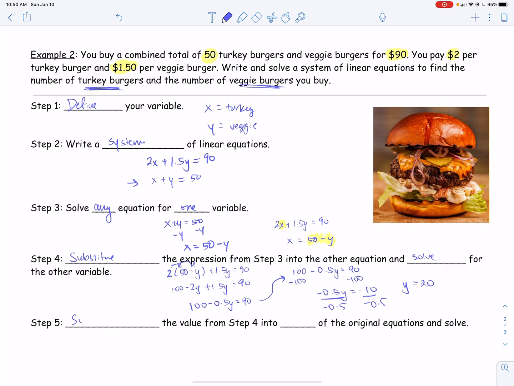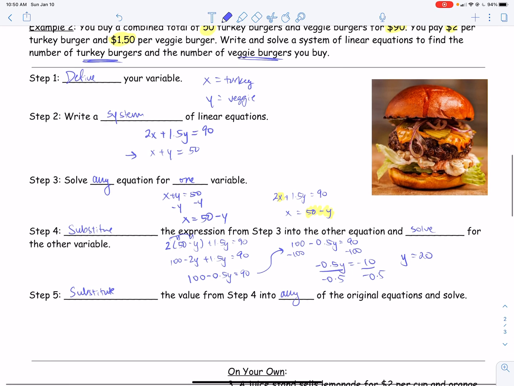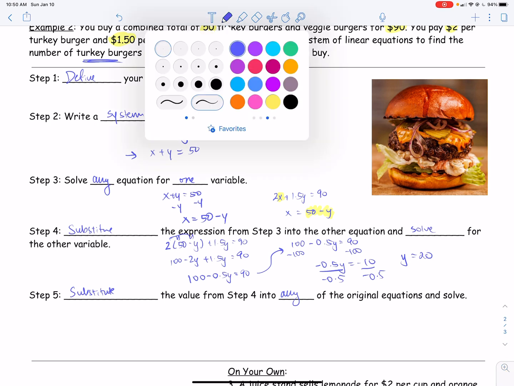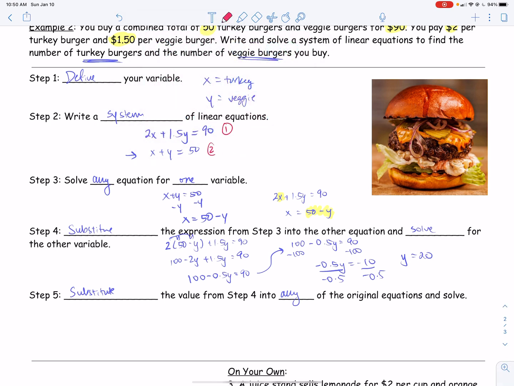Okay, so now my final step, substitute the value from step 4 into any of the original equations and solve for the other variable. I would say the bottom one, once again, x plus y is equal to 50. That's the easiest one. Or you can use the one you manipulated. So the three equations I have, I'll label them here in a different color. I have 1, 2, 3. Let's use number 3. 3 seems like the easiest one, so I'm going to choose that one. So if x is equal to 50 minus y, I got y is equal to 20. Plug it in. So x is equal to 50 minus 20. x is equal to 30.